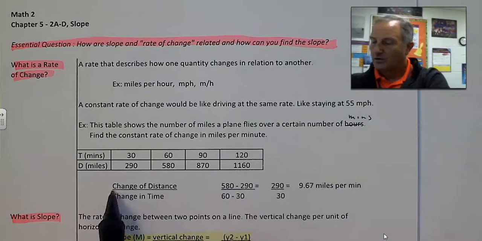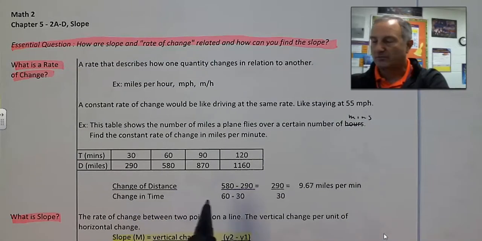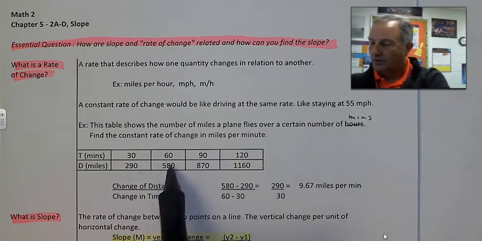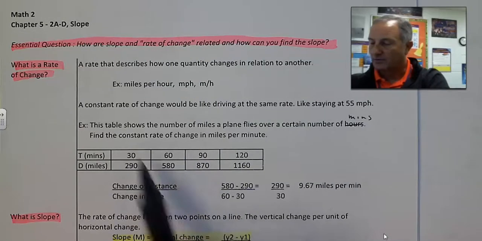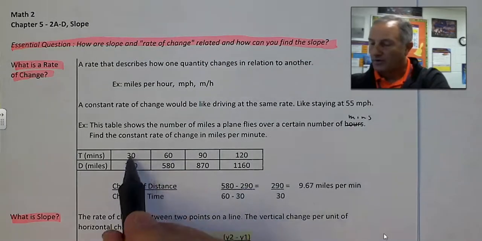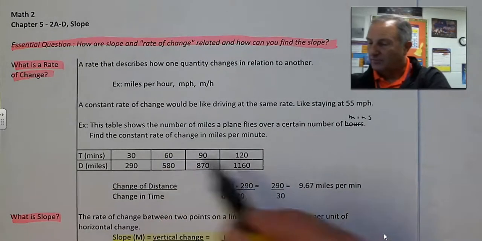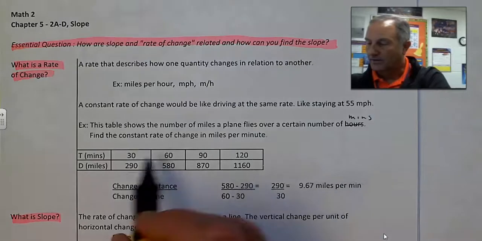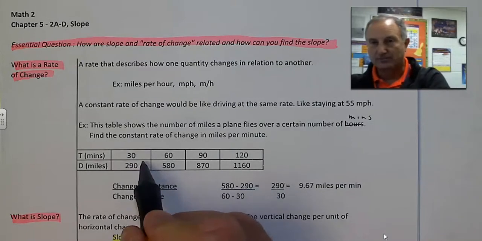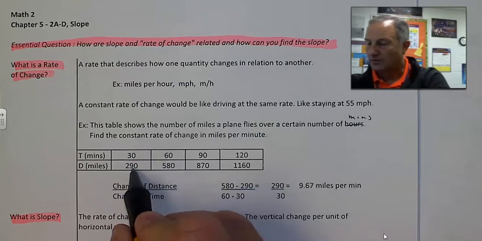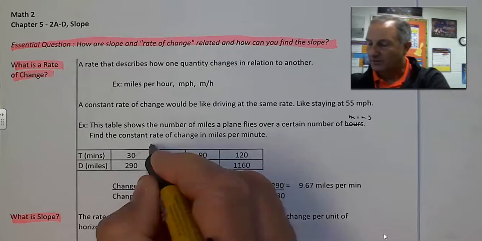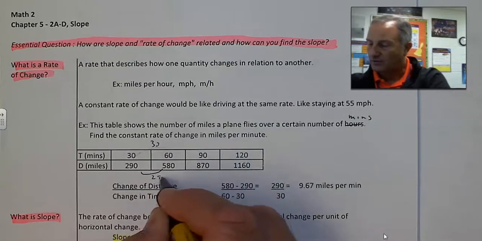So the change in distance is going to be a subtraction. If you want to compare these two right here, how far did you go in 60 minutes, how far did you go in 30 minutes? The change in distance would be 580 minus 290. Take the bigger minus the smaller. In the time, so in that 30 minutes right there, you went 290 miles, the same as you did the first 30 minutes. In the first 30 minutes, you went 290 miles. In the next 30 minutes, you traveled another 290 miles.